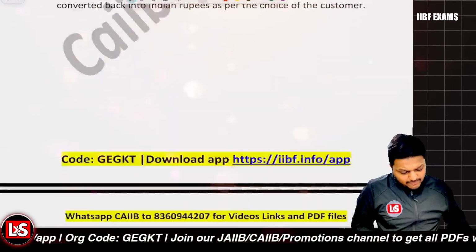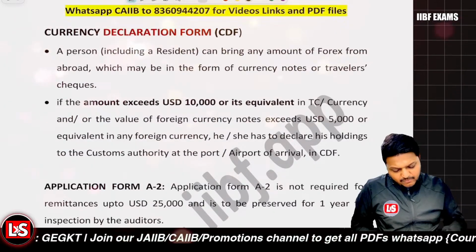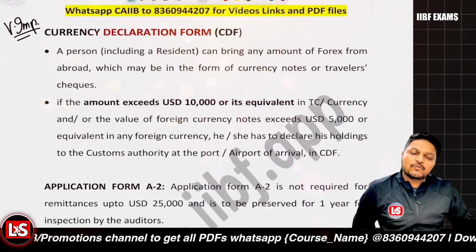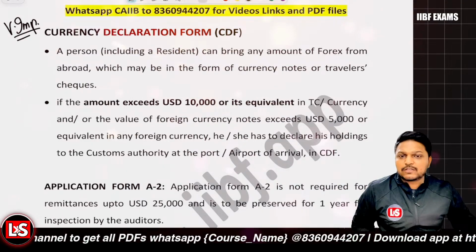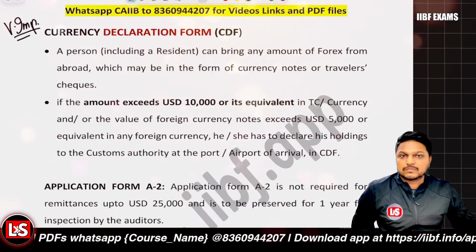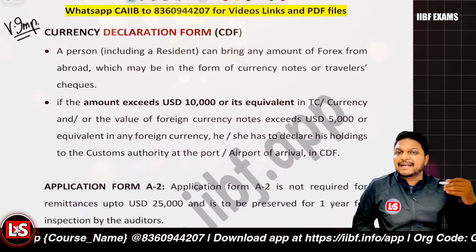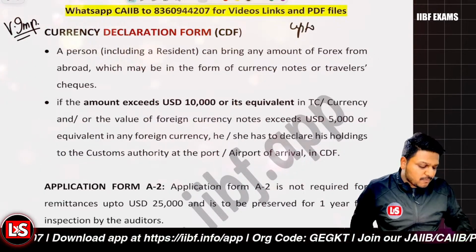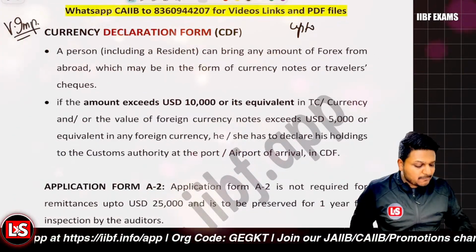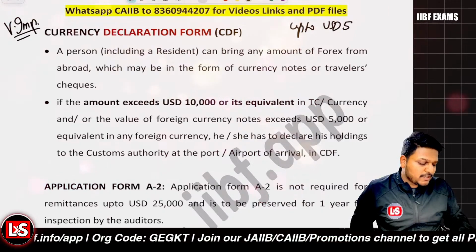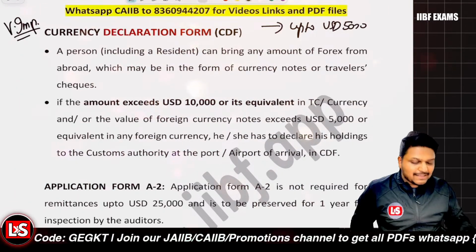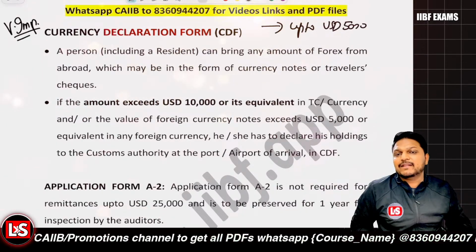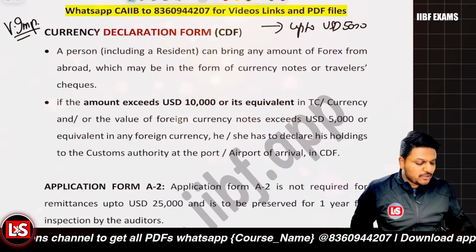Clear? Then after that, it's about the CDF. This topic is very important. What is CDF? This is the Currency Declaration Form. Let's say you went abroad and you are coming back. So what maximum amount can a person bring? You can bring any amount of foreign exchange. But if the foreign exchange you are bringing in the form of currency notes and coins is up to USD 5000 or equivalent in another currency, then there is no need of filing the CDF, Currency Declaration Form. No need related to it.